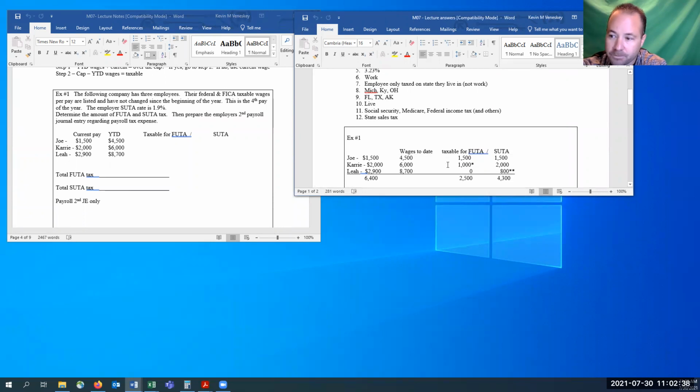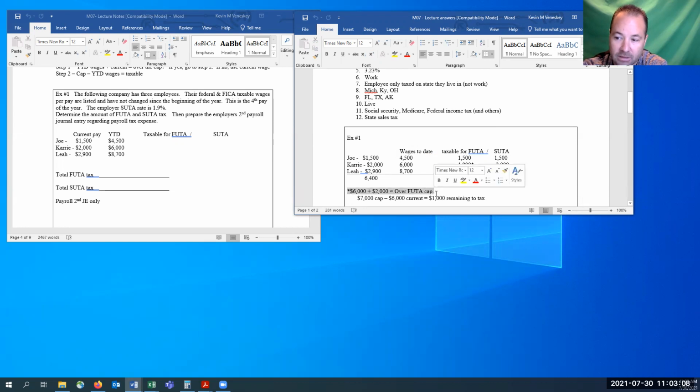So for Joe, he has $4,500 year to date. If you add in 1,500 of that, he's still not at the cap. So all 1,500 is taxable for FUTA and SUTA. Carrie, if you add 2,000 to her previous wages, she's going to go over the FUTA cap. So we need to figure out what's left. And so you can do step 1 and step 2.